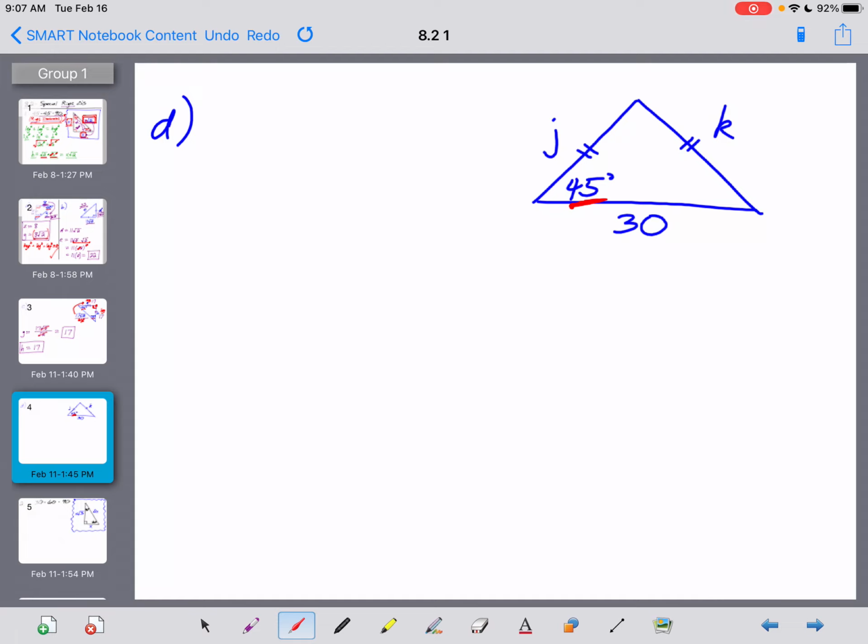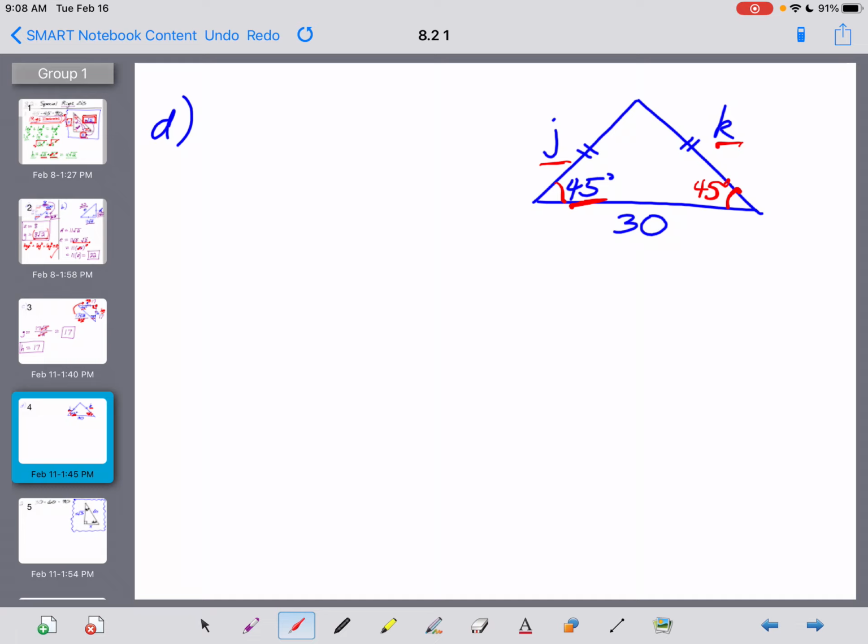They gave us tick marks. There are two sides in this triangle that are congruent, the one labeled J in the top left position and the one labeled K in the top right position. So since this triangle has two congruent sides, that makes it isosceles. And a triangle with two congruent sides must also have two congruent angles. So this angle here has to be 45 degrees as well, even though they didn't tell us that.